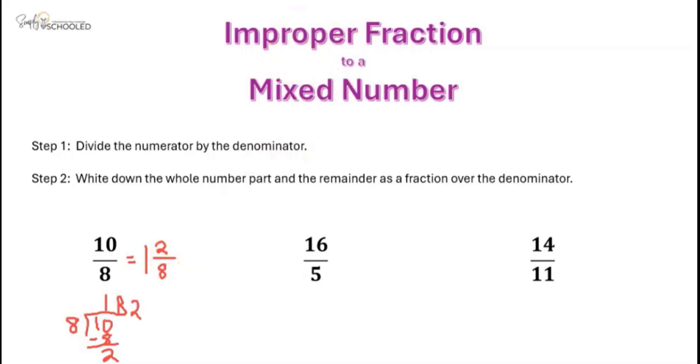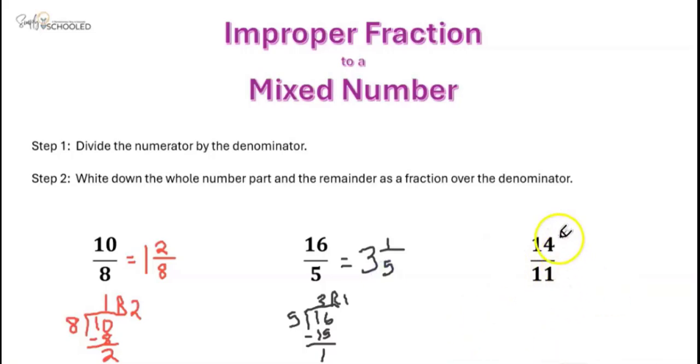So let's look at this next example. It has a little bit more. So we have 16 over 5. What we want to do is take the numerator and divide it by the denominator. How many 5s go into 16? Well, I know that 3 times 5 is 15, so that means it goes in 3 times. If I subtract, I get 1, so my remainder is 1. If I'm going to write this as a mixed number, I'm going to take the whole number 3, take the remainder, and put it over 5.